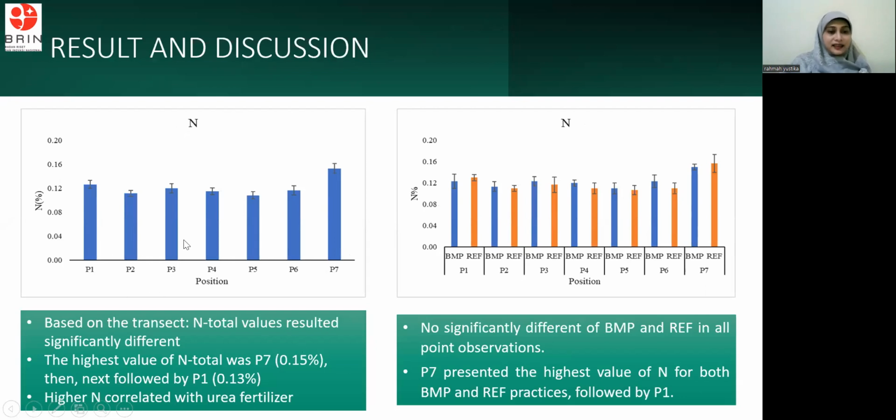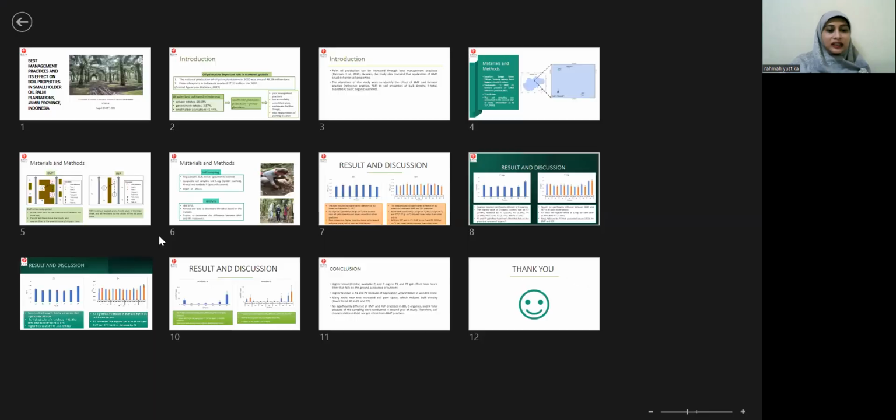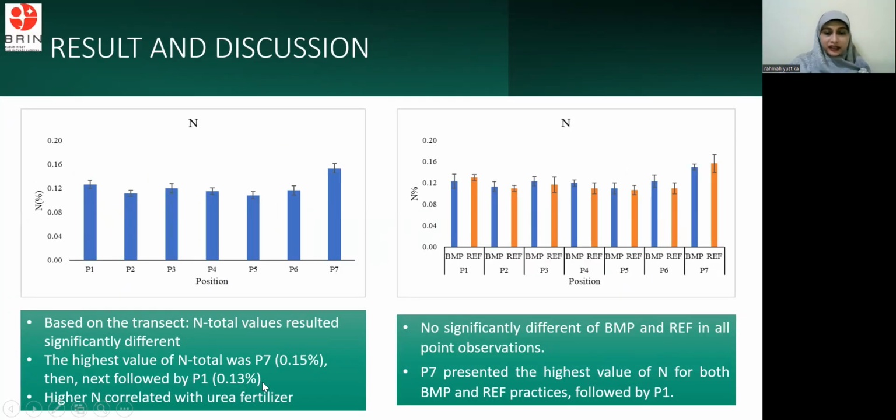Based on the transect, total N was significantly different. The highest value of N total was at 0.7, followed by 0.1, and higher N correlated with the urea fertilizer. Based on the figure here, BMP and reference were significantly different in all point observations. Point 0.7 presented the highest value of nitrogen for both BMP and reference practice, followed by 0.1.